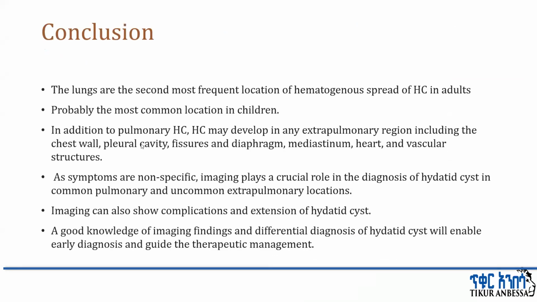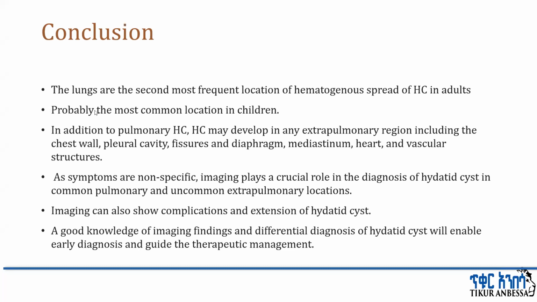In conclusion, the lung is the second most frequent location of hematogenous spread of hydatid cyst in adults, probably the most common location in children because of the spongy nature of the lung. In addition to pulmonary hydatid cyst, it may develop in any extrapulmonary region, including the chest wall, pleural cavity, fissure, diaphragm, mediastinum, heart, and the vascular structures. As symptoms are non-specific, imaging plays a crucial role in the diagnosis of hydatid cyst in common pulmonary and uncommon extrapulmonary locations. So the radiologist should be aware of all this. Imaging can also show complications and extension of hydatid cyst. A good knowledge of imaging findings in differential diagnosis of hydatid cyst will enable early diagnosis and guide the treatment management.